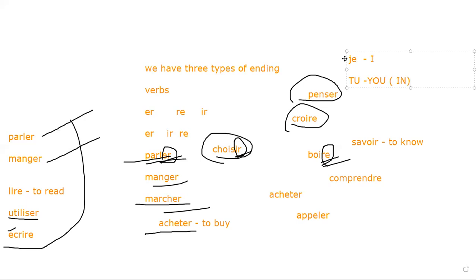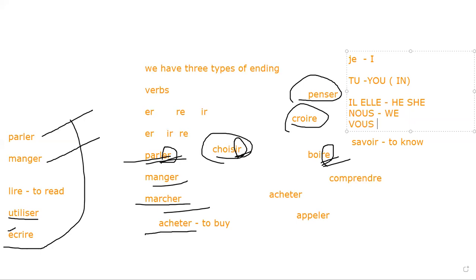Now we have il. Read it out. Il is he and elle is she. Nous is we. Vous. Vous is you, formal.